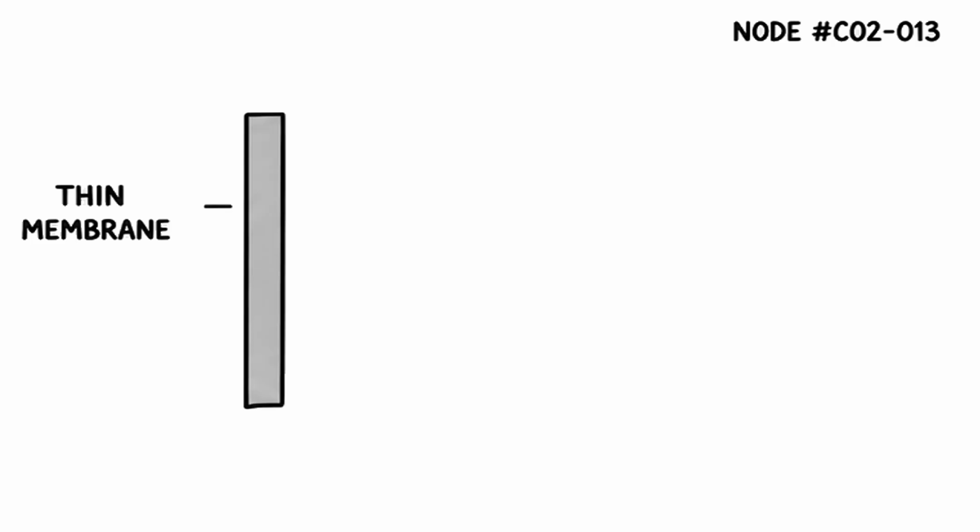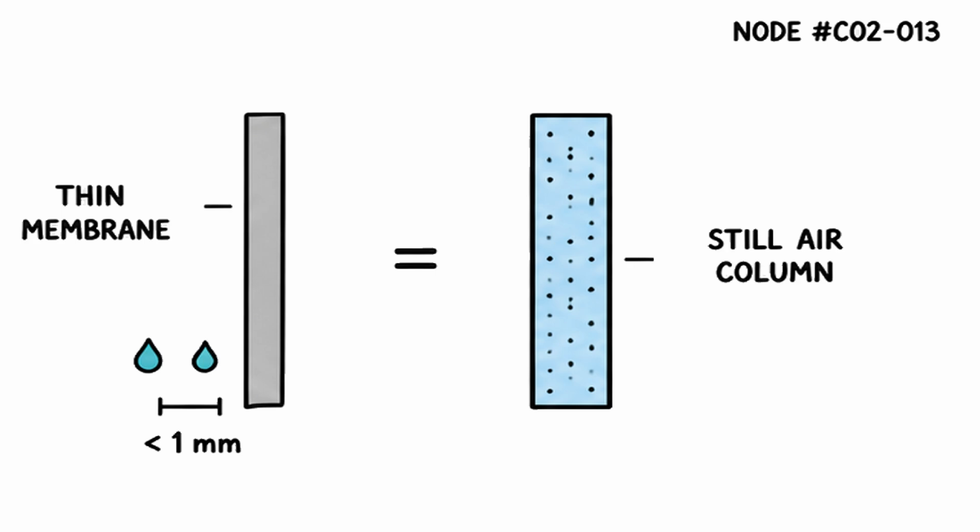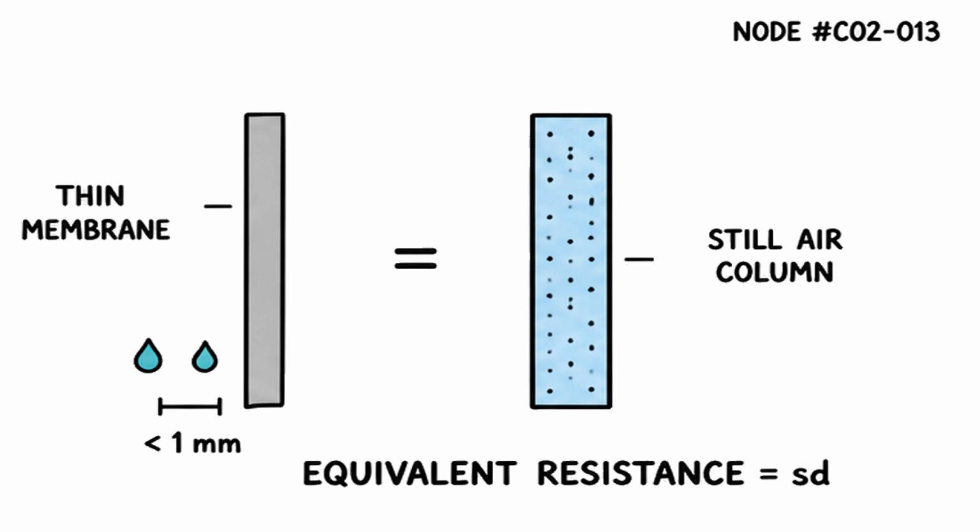A paper-thin membrane sits beside a tall column of empty space. The sheet is less than a millimeter thick, but for water vapor, it can behave like meters of still air. The sheet does not contain that air. The number describes equivalent resistance, and it is called SD.